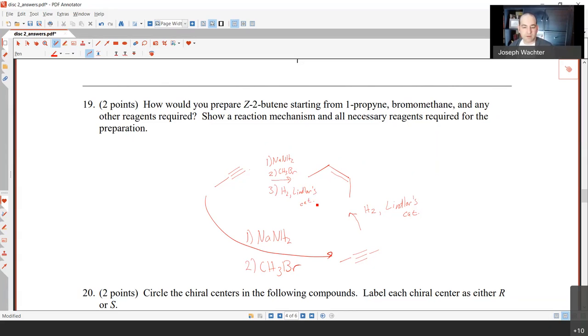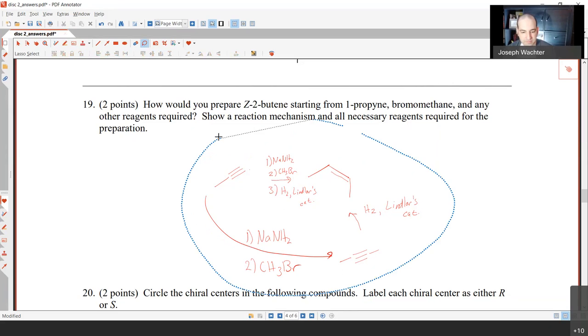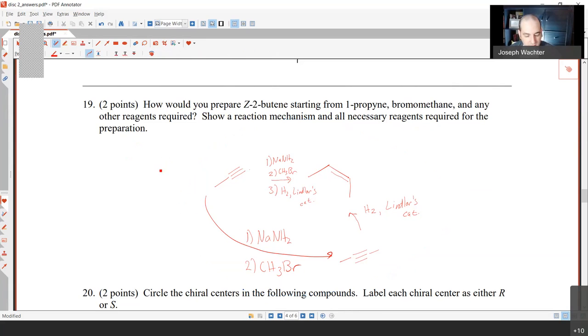So that's fine. It also says to write a mechanism. So if we can do that. Okay. See if I can do that over here. All right, so we're going to start with this. So our mechanism looks like this. You deprotonate.